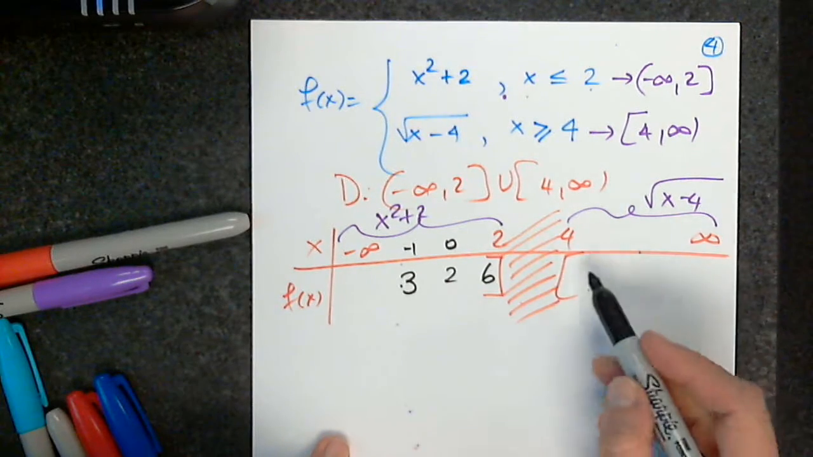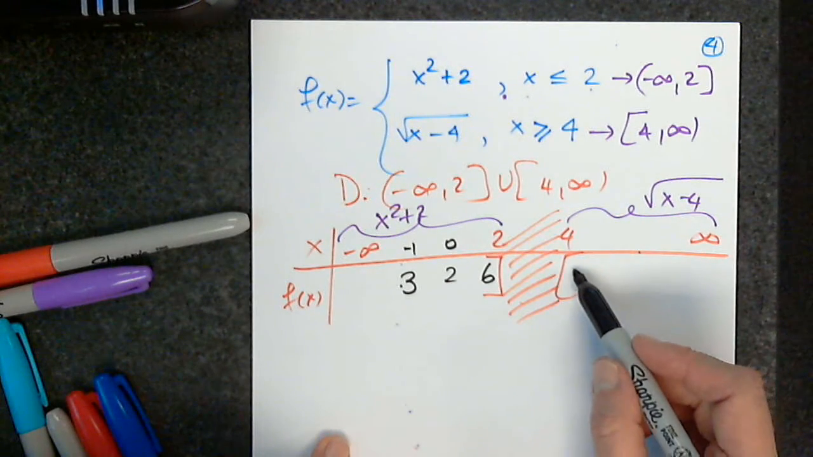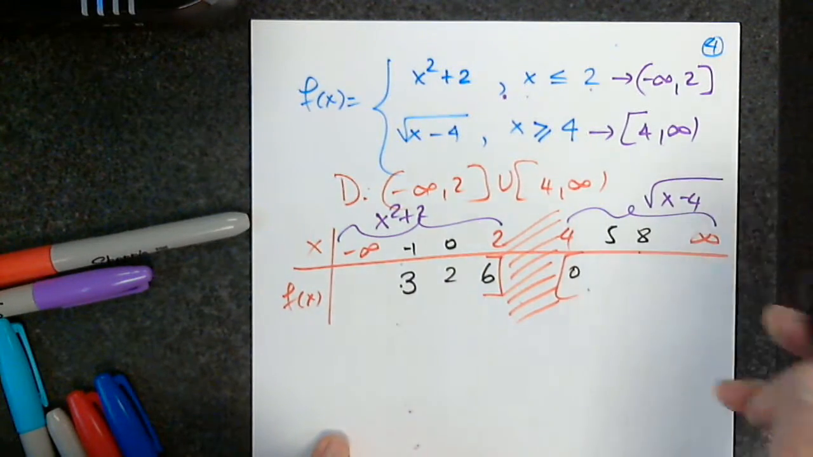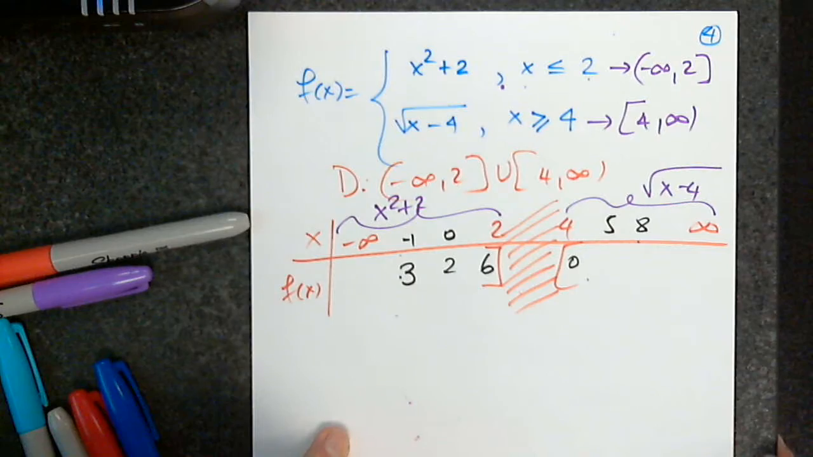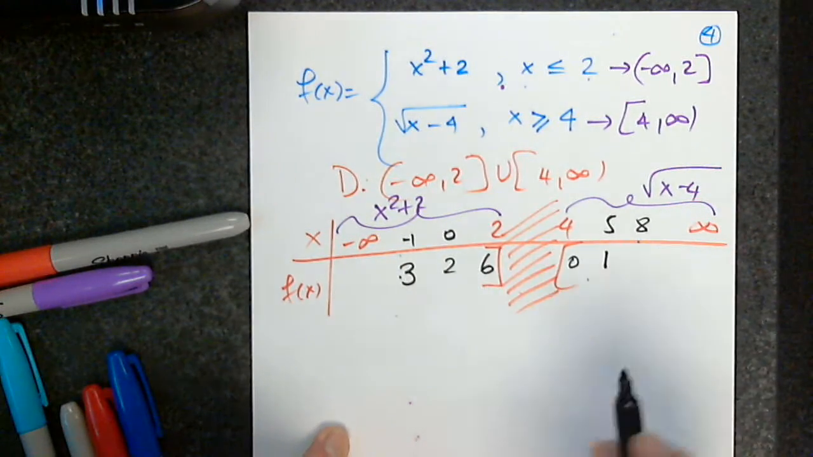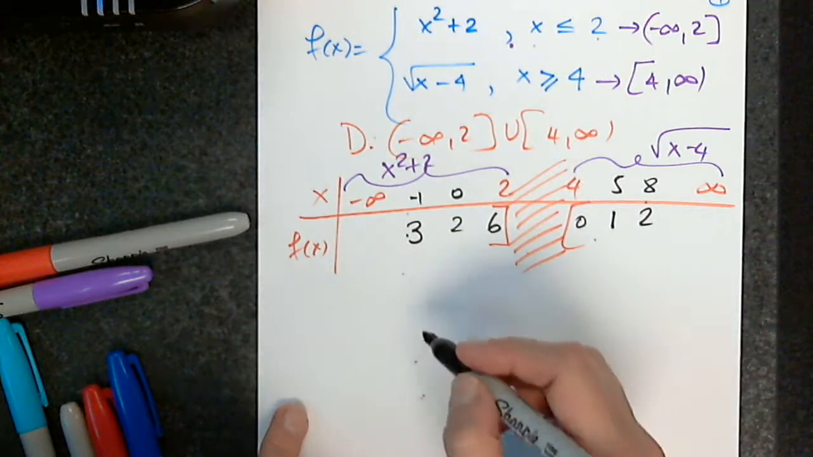What about the right-hand side? When x is 4. Perfect. And let's say 8. And also 5. That's good enough. When x is 5, it's 1. When x is 8, 2. Very good. So let's graph.